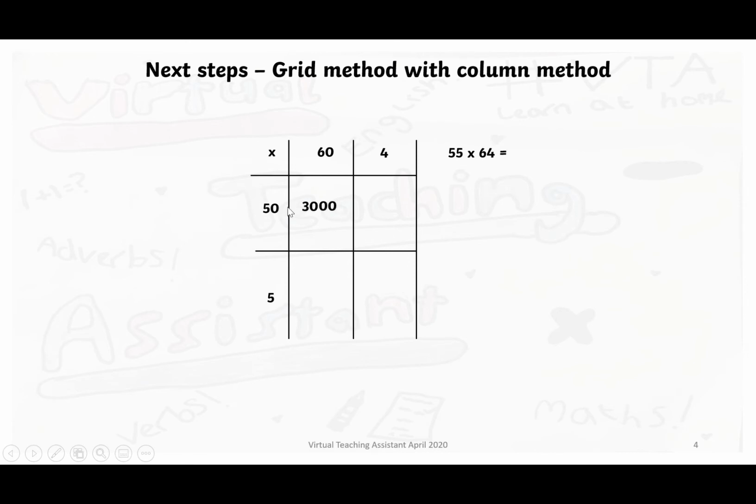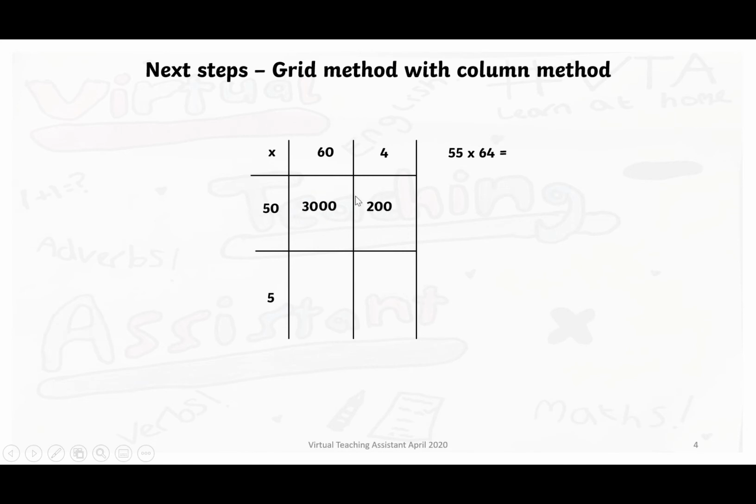3,000. Okay, because I've got a 0 there, I've got a 0 there, I know they need to go back on the end of my answer. Alright, it is a cheat way of doing it, but it's easier for you to do your mental maths that way. Alright, now I need to do the 50 times 4. 5 times 4 is 20.